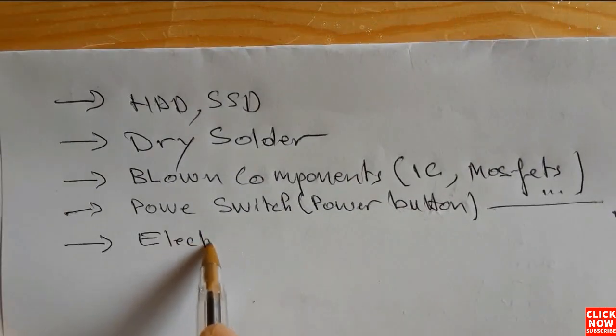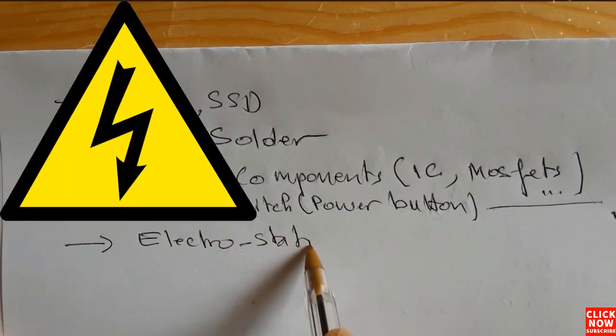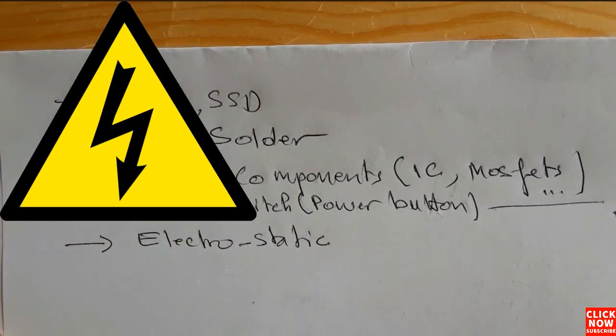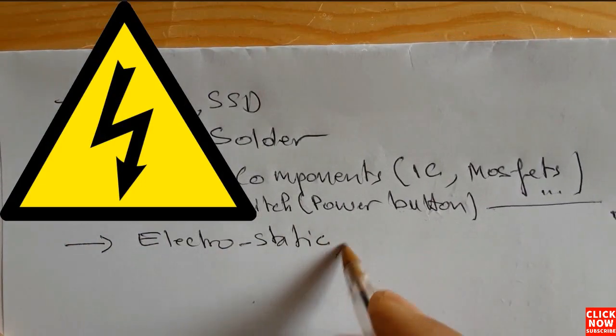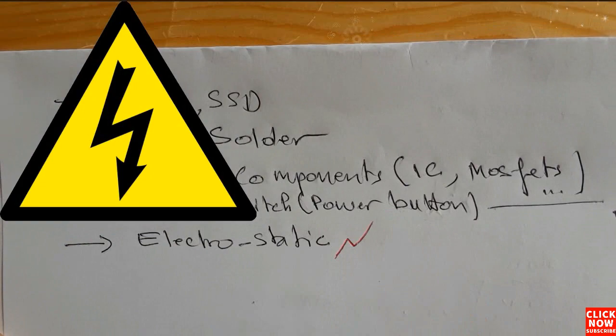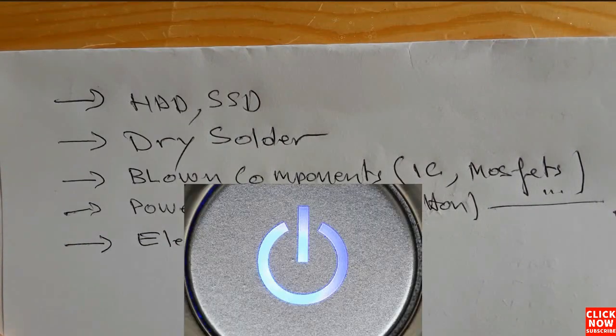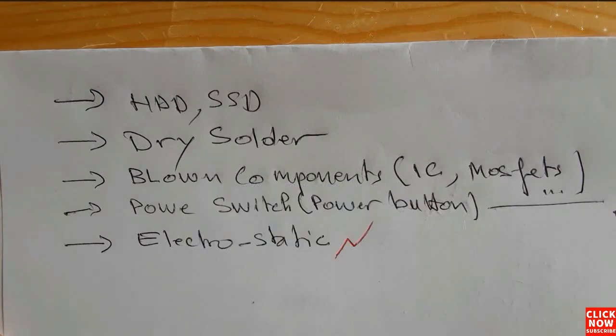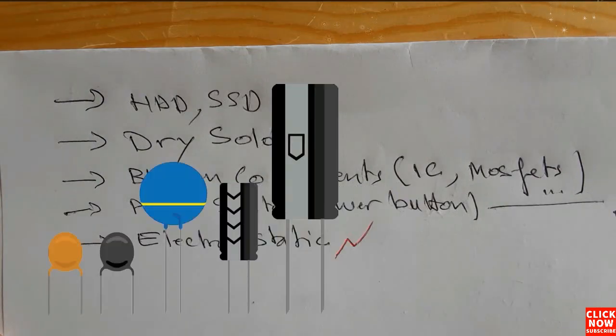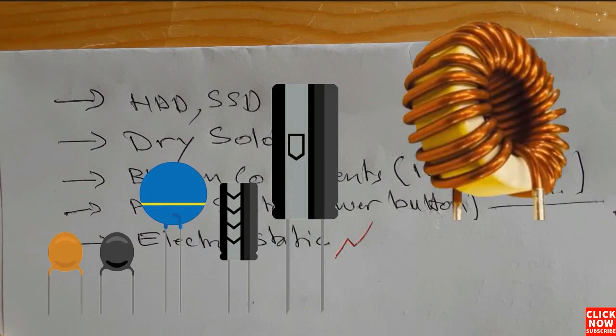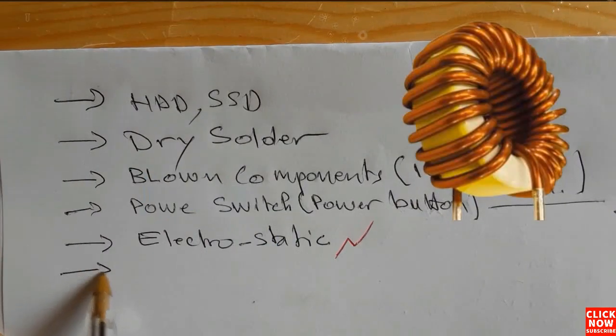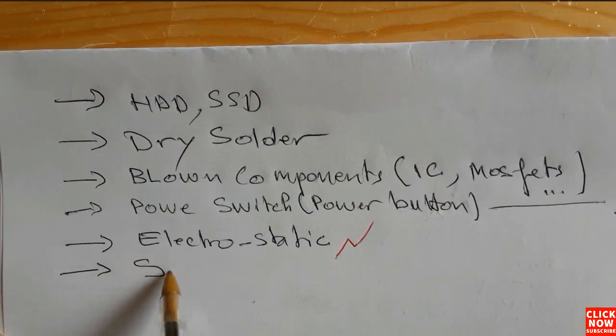So the next fault is the electrostatic. This is one of the very important faults that everyone should pay attention to. So to remove the electrostatic, you should remove the battery and the power adapter and press the power button until you discharge the whole motherboard. Okay, and then try to power on the laptop.